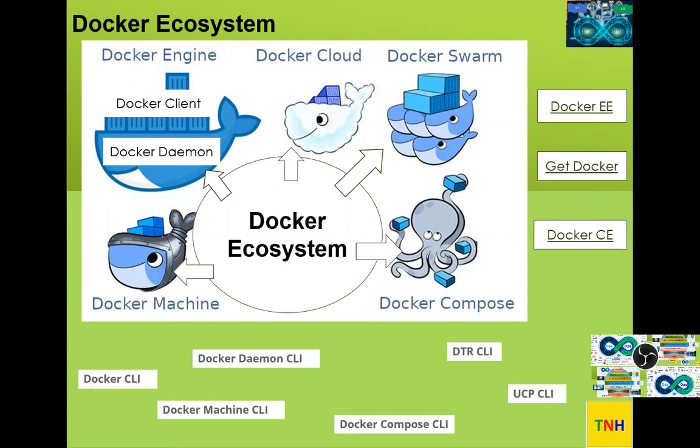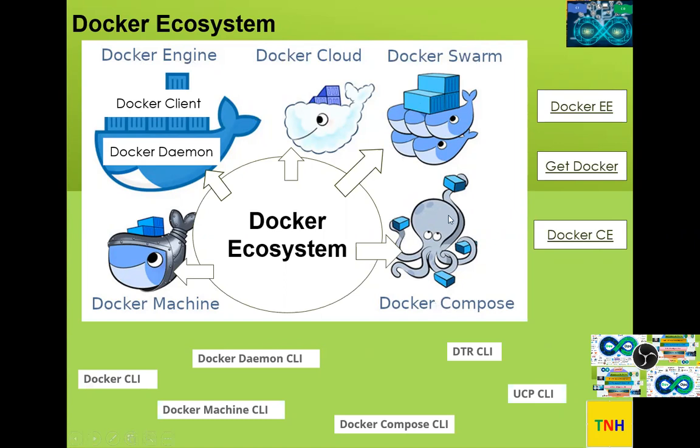This is to give you an idea about the Docker tools and components, and the editions and versions. You can see we have Docker Engine, which is a product from Docker. It consists of the Docker client and Docker daemon, mainly two tools. Then you have Docker Cloud, and the clustering component of Docker, Docker Swarm, and we have Docker Compose.